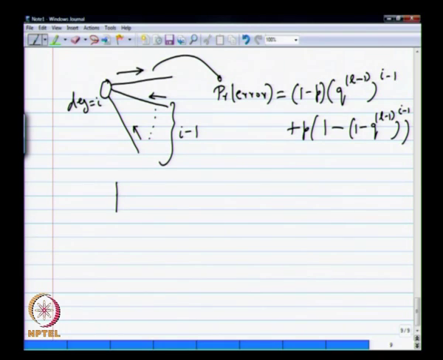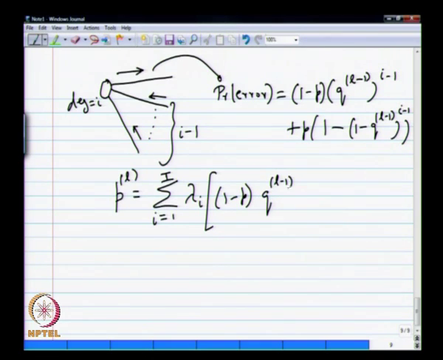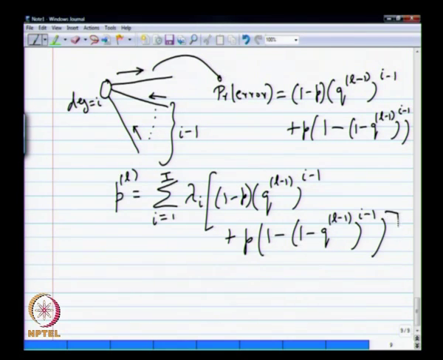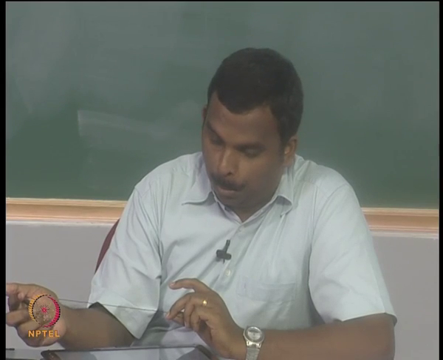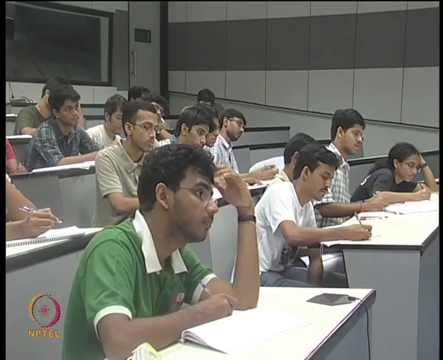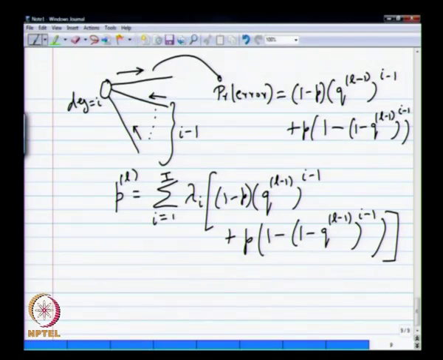And what will I do for PL? I will simply sum over I going from 1 to capital I, lambda I, which is the probability that my randomly chosen edge is connected to a degree I bit node, and then multiply by the same expression: 1 minus p times QL minus 1 raised to the power I minus 1 plus p times 1 minus QL minus 1 raised to the power I minus 1. Is that fine? All right, so I have a way of going from QL minus 1 to PL, and I also have a way of going from PL to QL.